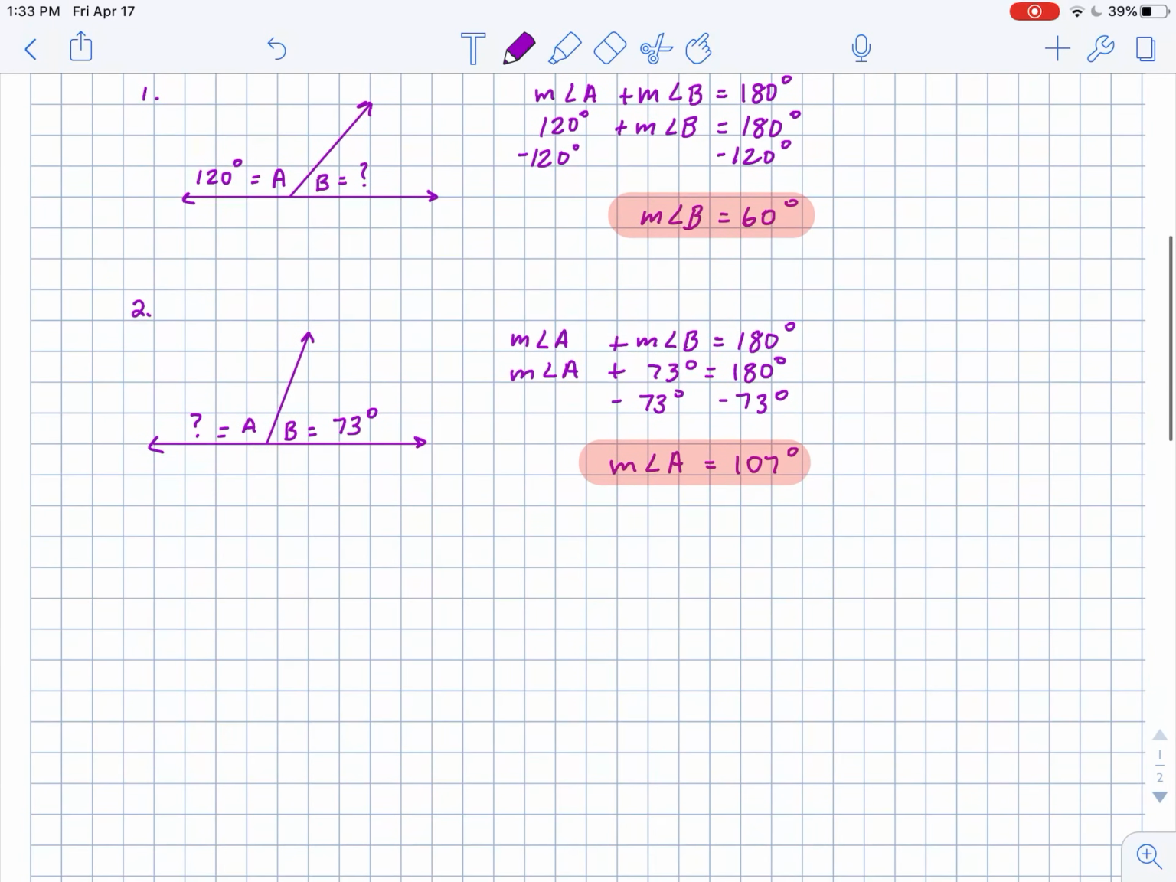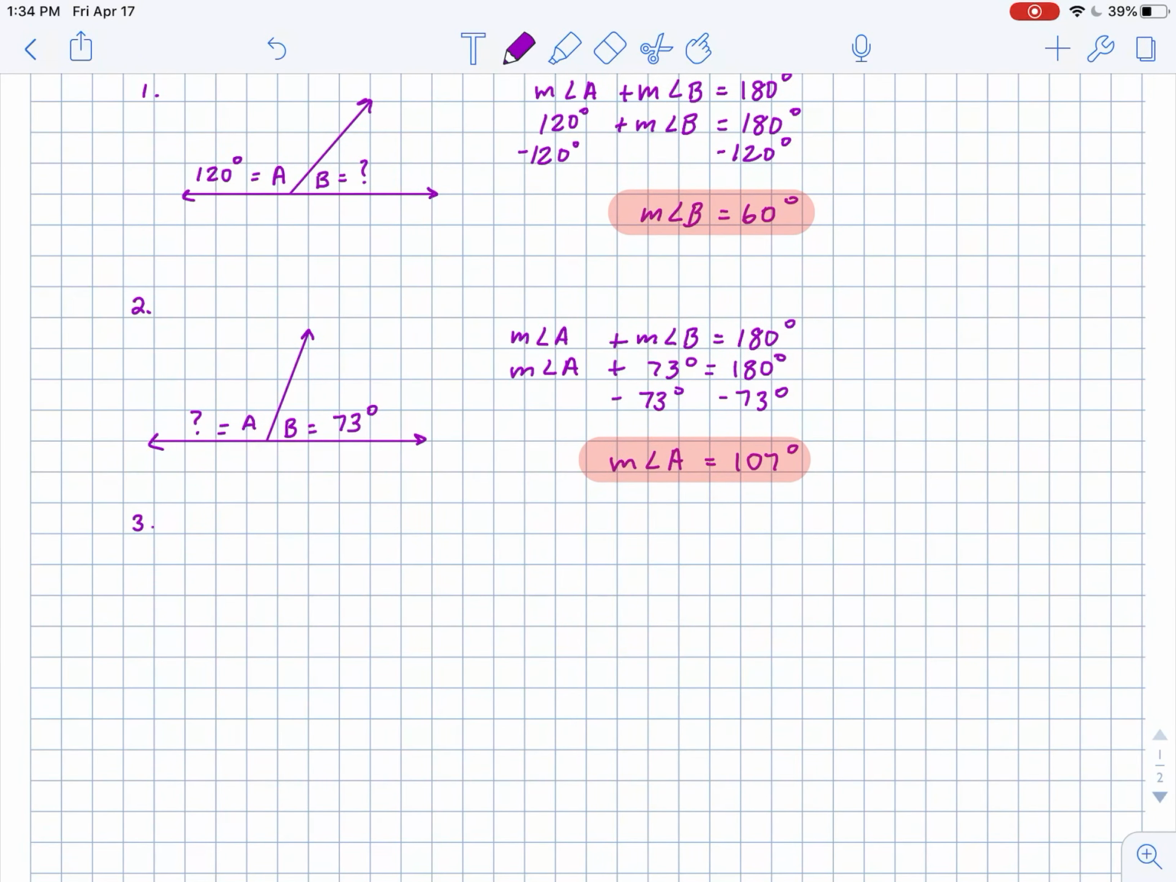We can introduce variables as well to questions like these. Okay. So let's say we have this. We have 2x plus 10. We'll have 3x plus 30. And we'll have this be A, B, C. Okay.